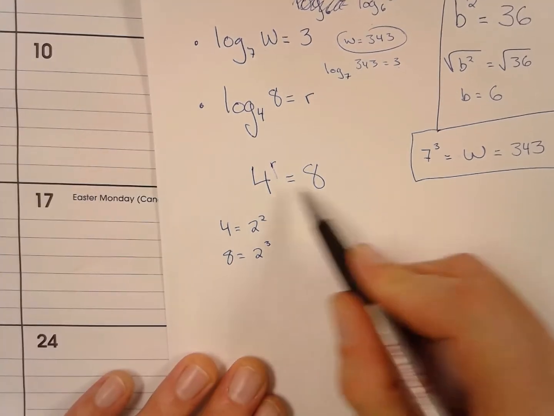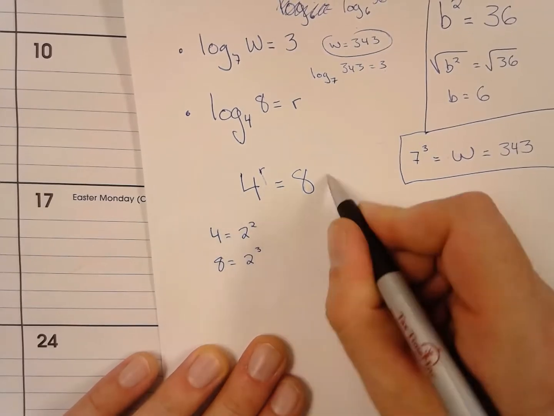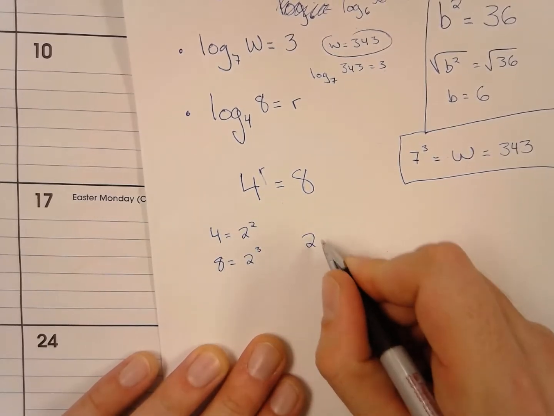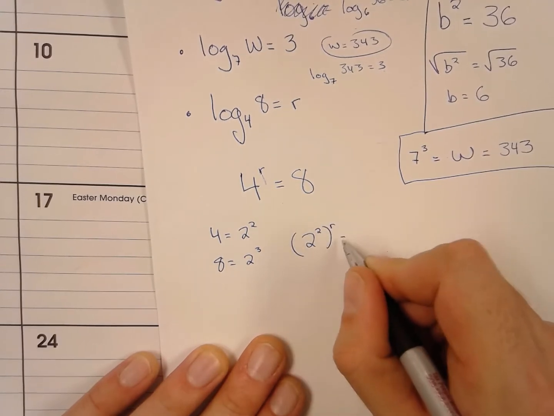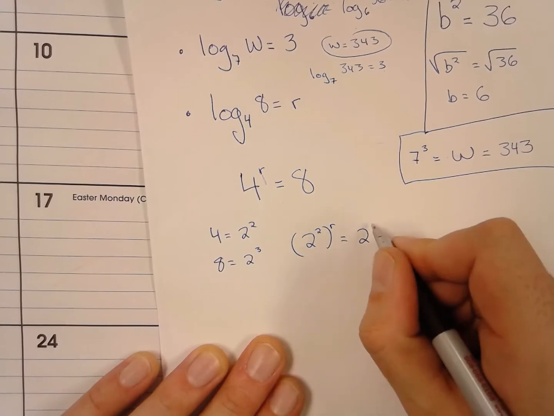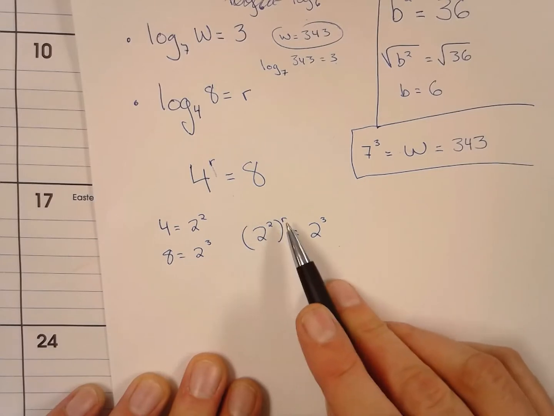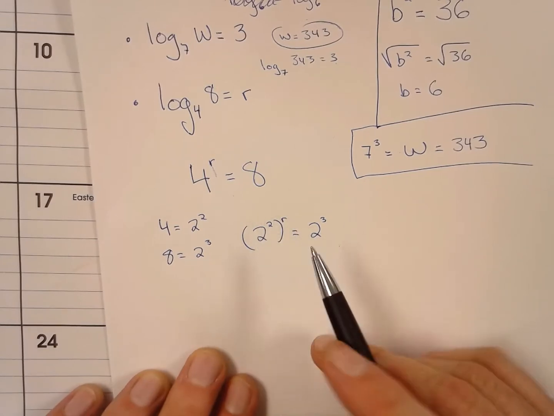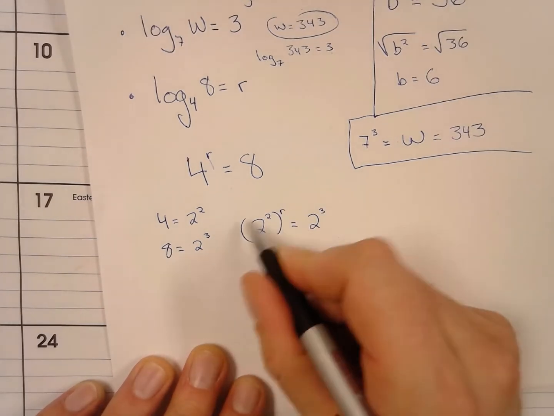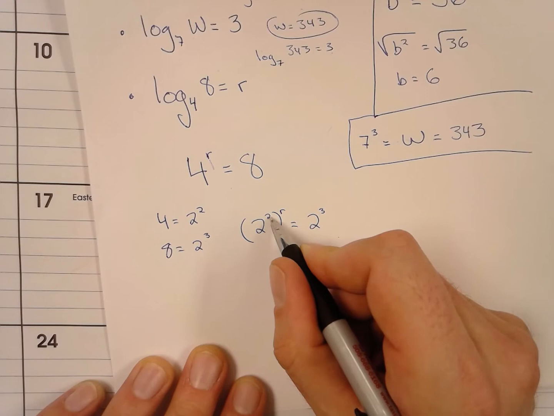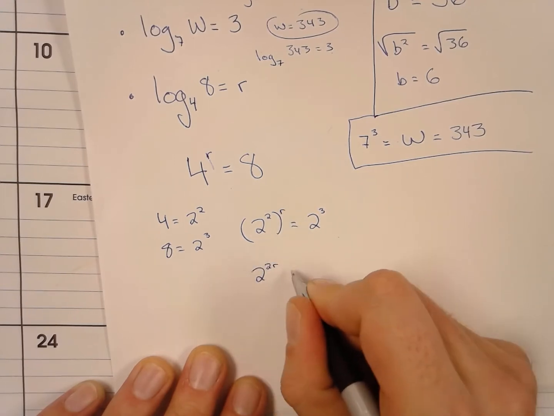So because we can express 4 and 8 in terms of the same base, let's replace these two values into this equation, and we get 2 raised to the power of 2, all raised to the power of r, equals 2 raised to the power of 3. And now we can use our exponent rules to simplify the left-hand side here. When you have something in parentheses raised to an exponent power, all raised to another exponent, you can multiply the exponent powers.